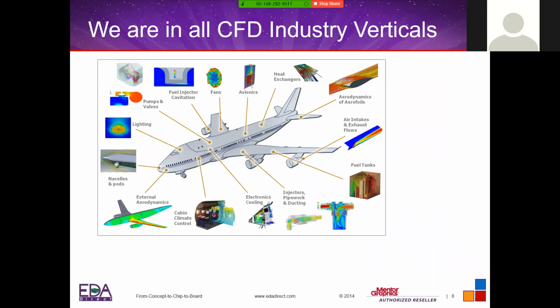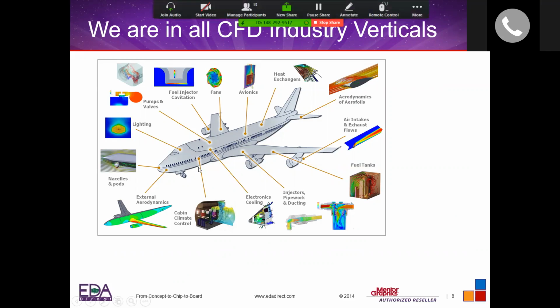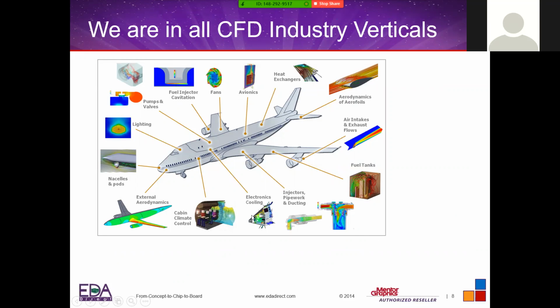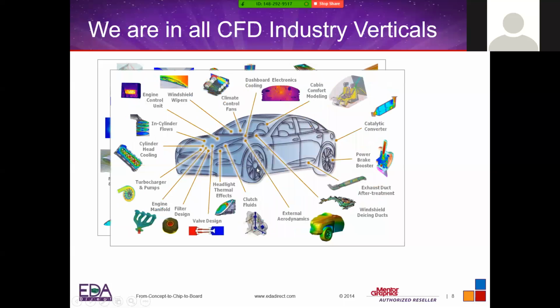So the industry verticals or market segments that can use thermal analysis, not in any particular order, start with the aviation industry. If you take a look at a typical plane structure, you will see fans, heat exchangers, electronics inside, lighting, pumps, and valves. So there is a lot of mechanical as well as electrical equipment in the aviation industry that needs the capability of doing thermal analysis.